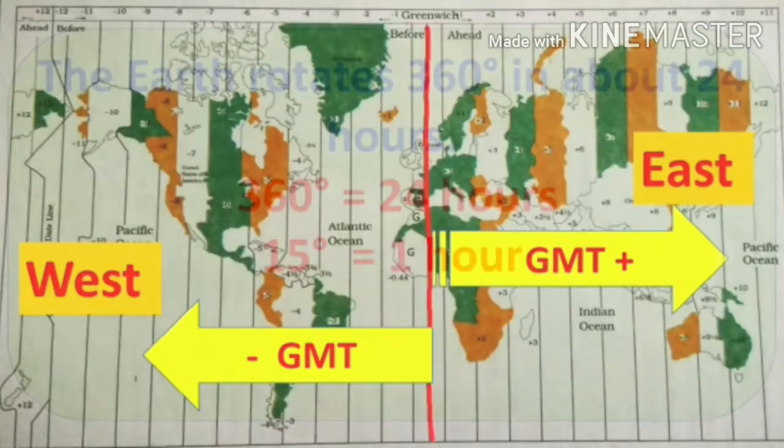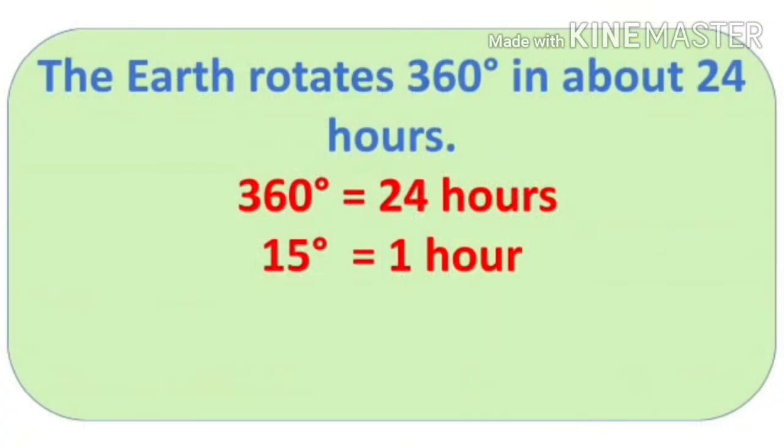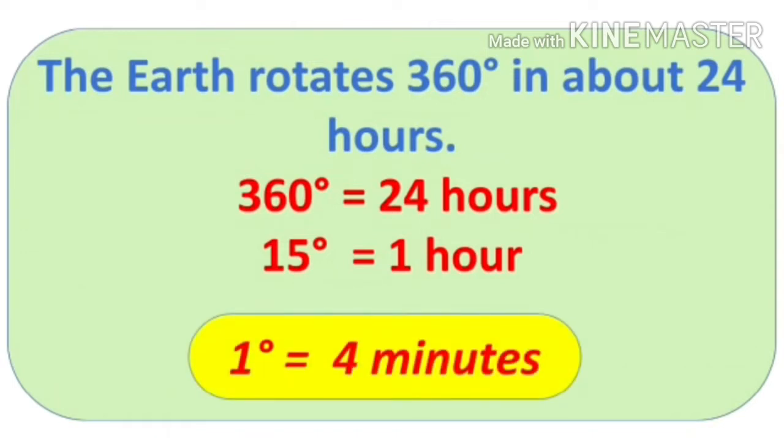The earth rotates 360 degrees in about 24 hours. You know that very well, right? Yes. The earth rotates 360 degrees in about 24 hours. So 360 degrees is equal to 24 hours. Okay. And here we have divided each of these longitudes in 15 degrees, right? So in order to reach 15 degrees, it will take 1 hour.